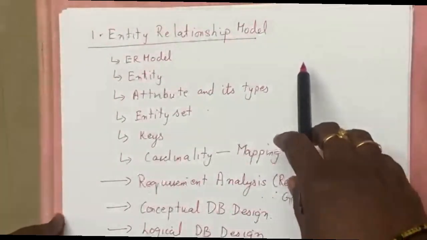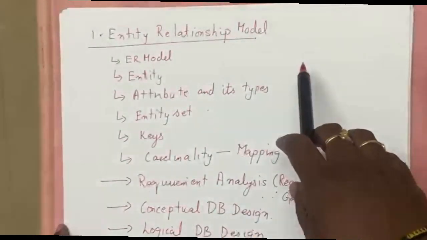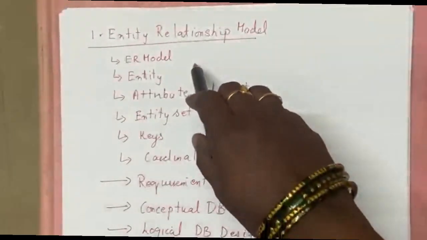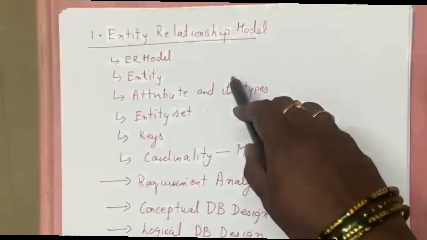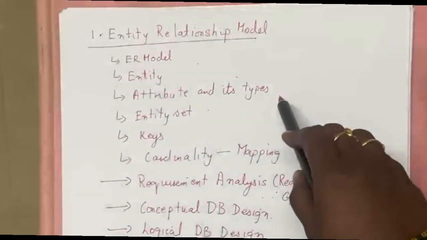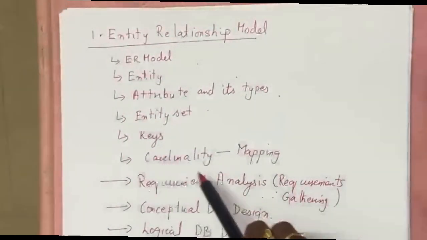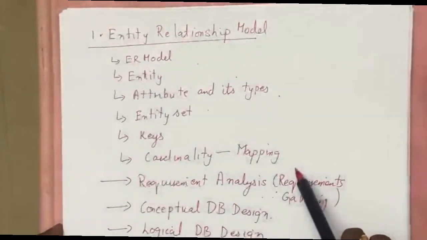So under the entity relationship model, we are going to see what is ER model, what is an entity, what is an attribute and its type, entity set, keys, cardinality mapping.